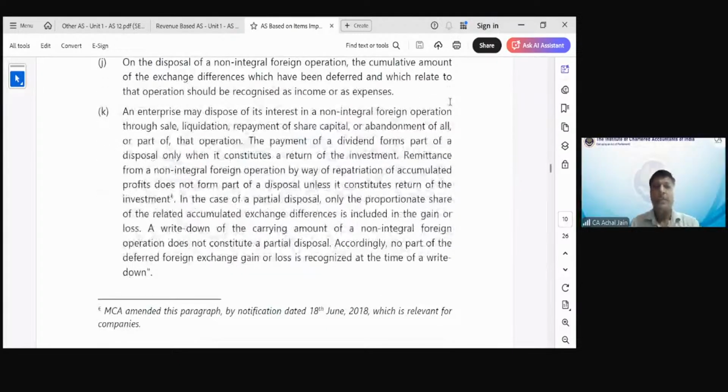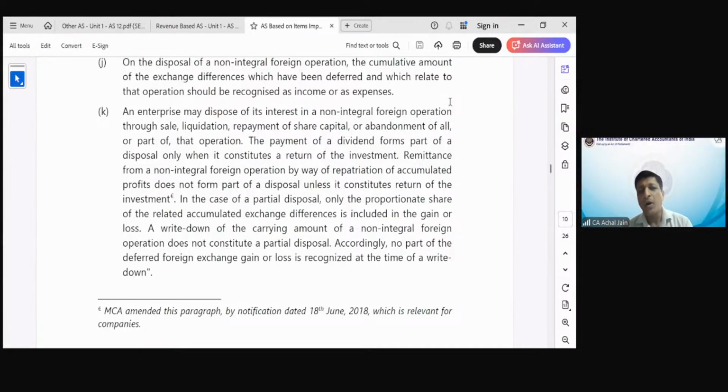So it says an entity may dispose of its interest in a non-integral operation through sale. So it's about disposing it off. Payment of dividend forms part of disposal only when it constitutes a return on investment. The remittance from a non-integral foreign operation by way of repatriation of accumulated profit does not form part of disposal unless it constitutes the return of investment. In case of partial disposal, only the proportionate share of related accumulated exchange difference is included in the gain or loss. A write down of carrying amount of a non-integral foreign operation does not constitute a partial disposal. Accordingly, no part of deferred foreign exchange.